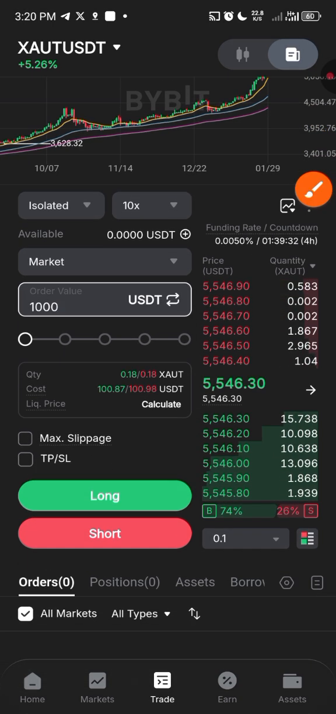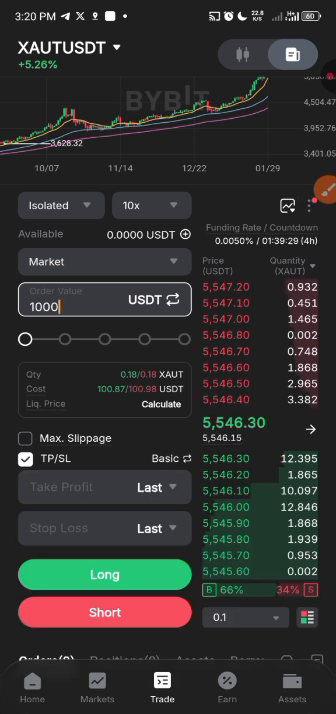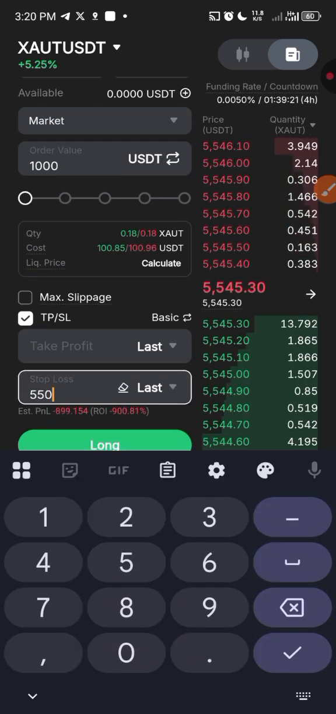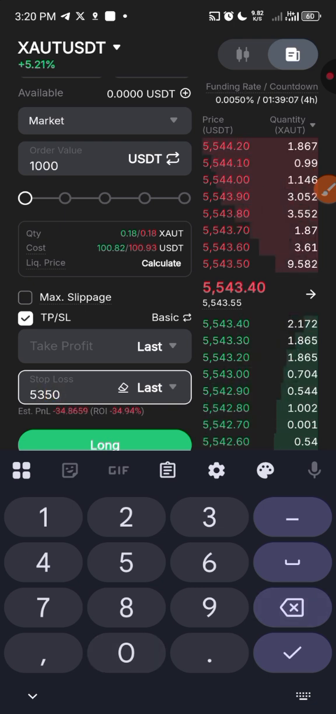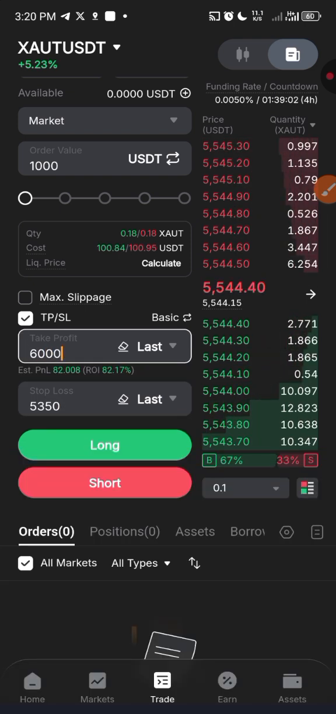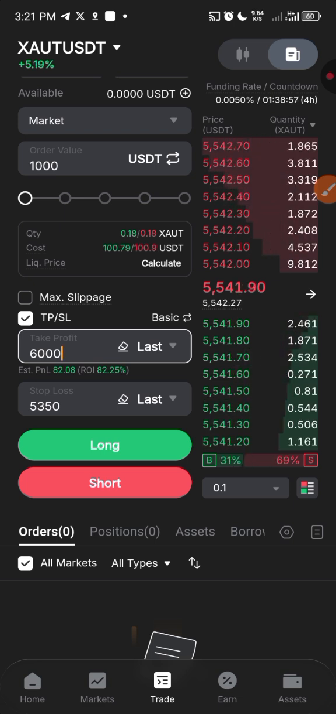So now I've put it. Then the next thing I want to do is to set my TP and my SL. Right now the price is at 5,545. So let's say I want to put my SL at 5,500. It's telling me that I'll just lose 800. Okay, so 4%. Let me say 5,400. So 25%. 5,350, 34%, which is not bad, about $34. Now let me say I want to aim for 6,000. Maybe it can get to 6,000. That means I'm aiming for 82% profit from where it is right now. Once I'm done with all of these settings, I click on long and I go long.